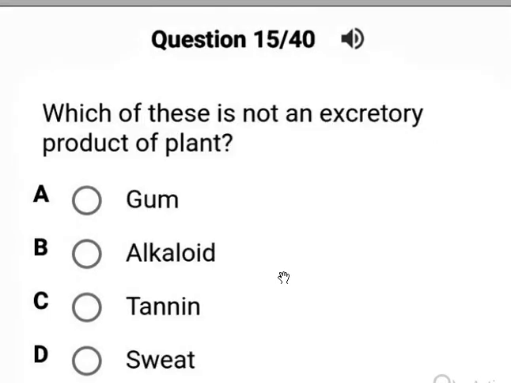The next question is 15. Which of these is not an excretory product of plants? A, gum, B, alkaloid, C, tannin, D, sweat. So the best option here is sweat. We all know that sweat is not an excretory product of plants. Sweat is an excretory product of animals. All the others are excretory products of plants, that's gum, alkaloid, tannin.